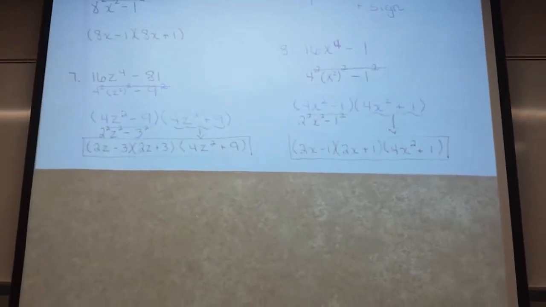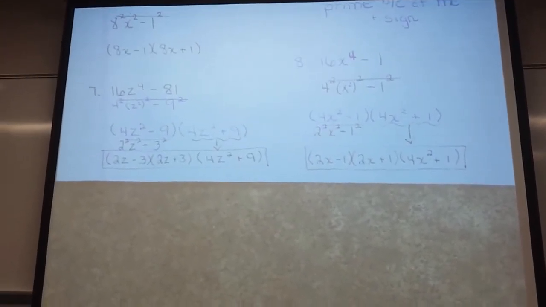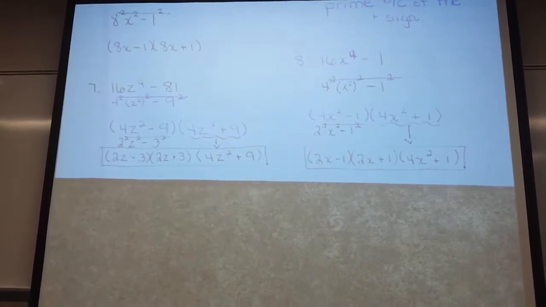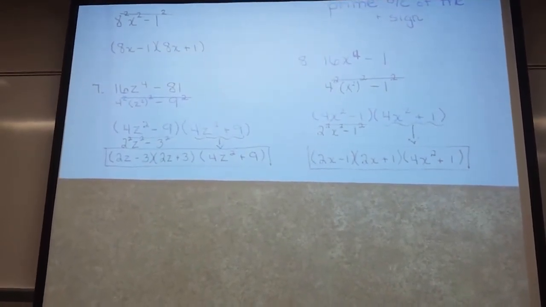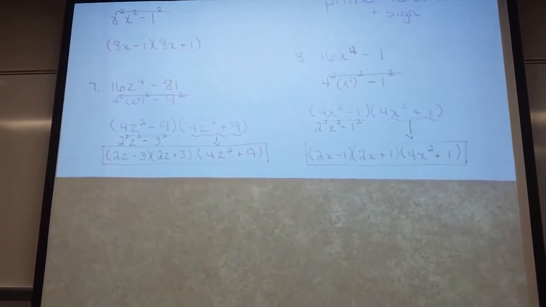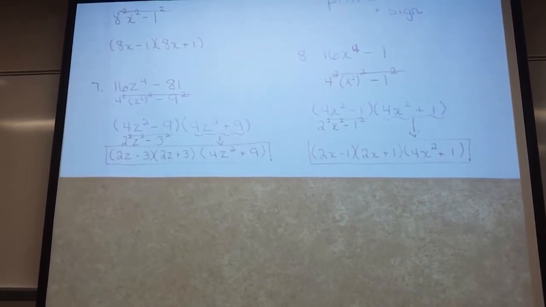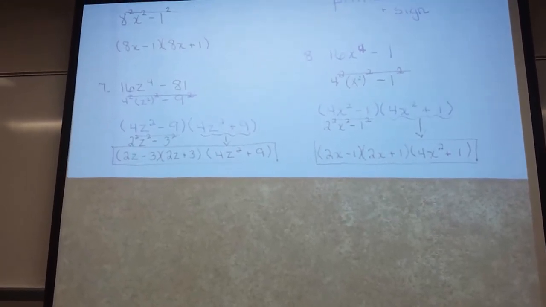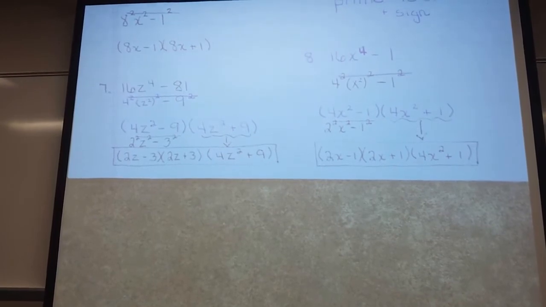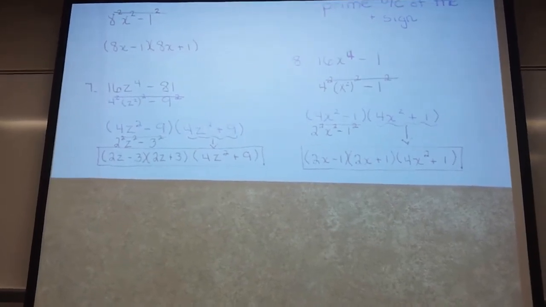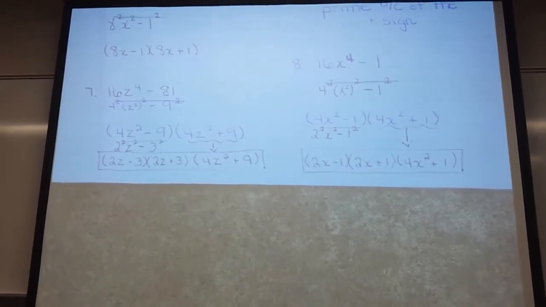I'll try a couple more. Ooh, this one's good. If you want to write it down on your paper before I turn the paper over. It says 5w squared minus 45. Is this problem number 9? Yep. 5w squared minus 45.